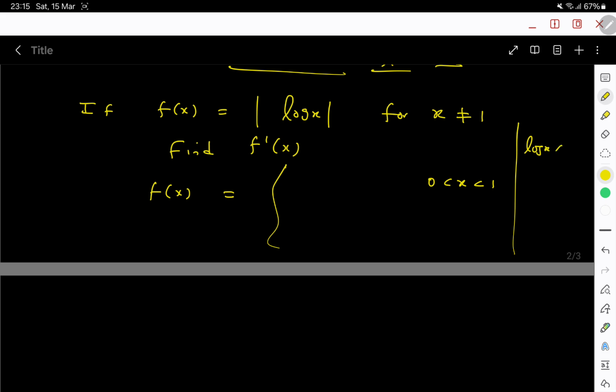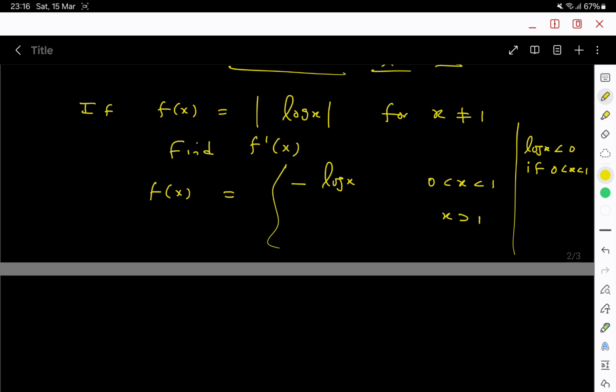Log x is less than 0 if x is greater than 0 and less than 1. If log x is negative in the interval 0 to 1, definitely mod of log x becomes minus log x, and for x greater than 1, okay. Find out the interval such that the modulus is negative and positive. For 0 to 1, the function is modulus of log x. Identify the interval such that log x is negative and positive.